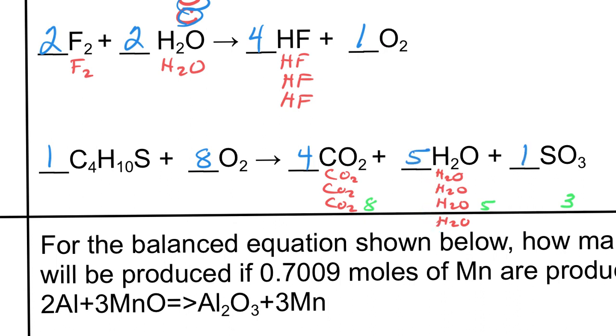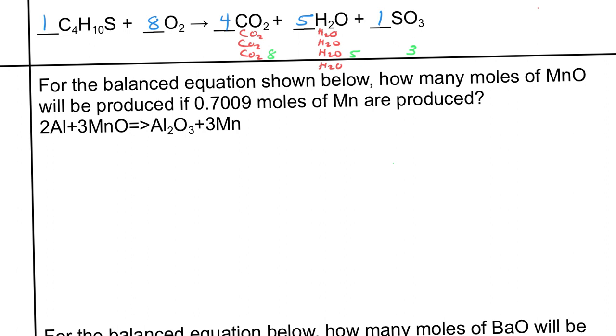And then lastly, there's only 1 copy of the SO3, so those will be the numbers required to balance that. All right, so the next topic is to figure out conversions using stoichiometry.